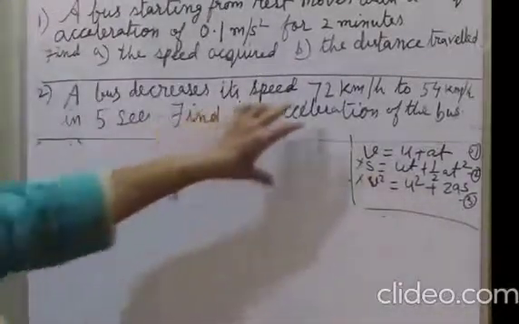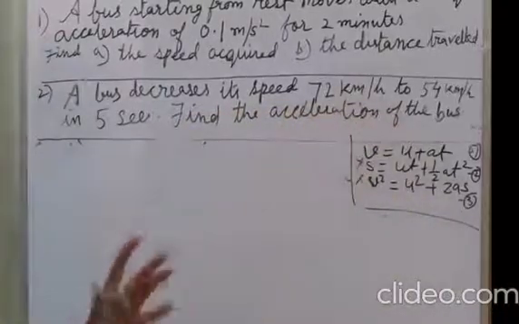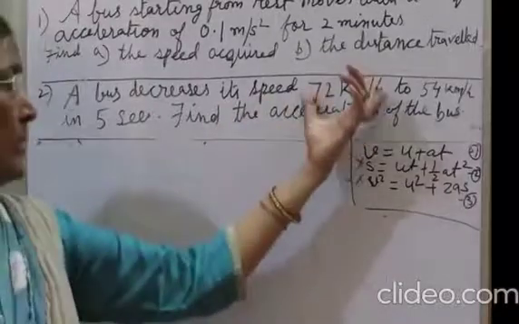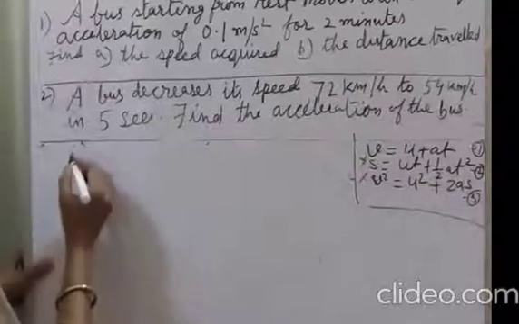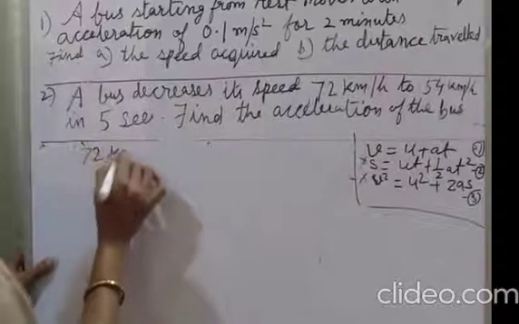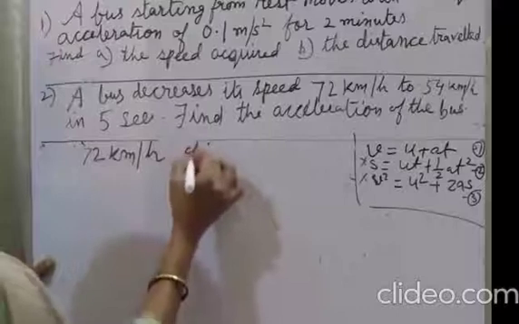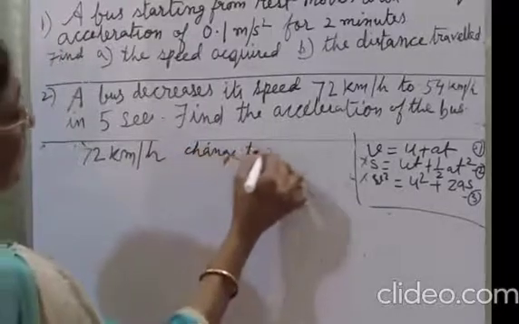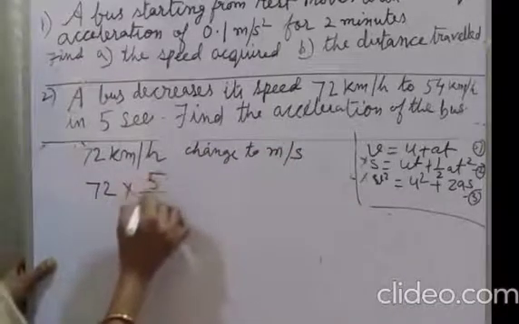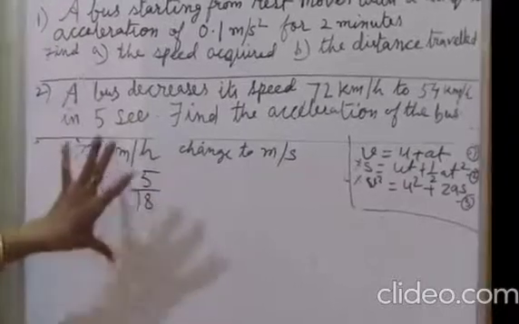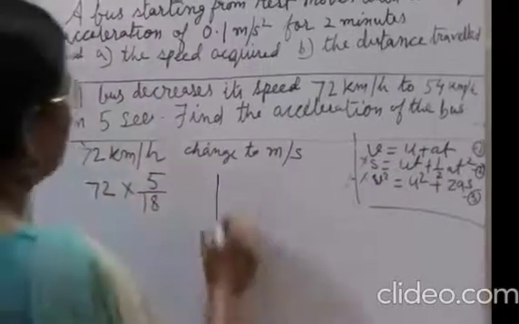Now see here, the speed is already 72 kilometers per hour. I already told you that this unit you have to change into meter per second. Now how will you change? If you change 72 kilometer per hour to meter per second, you have to multiply this by 5 by 18. Why 5 by 18? I will explain you.